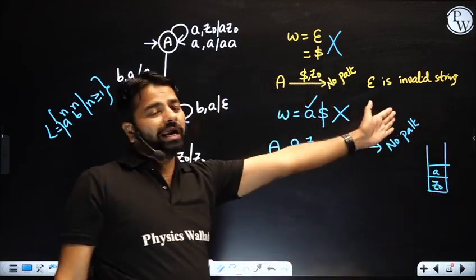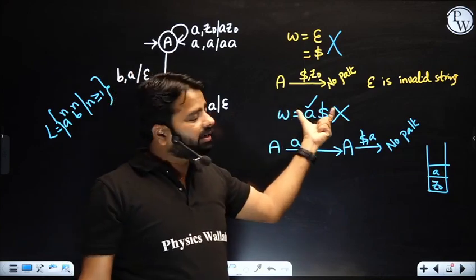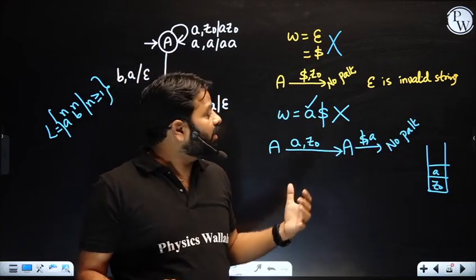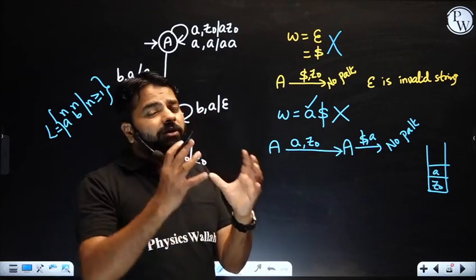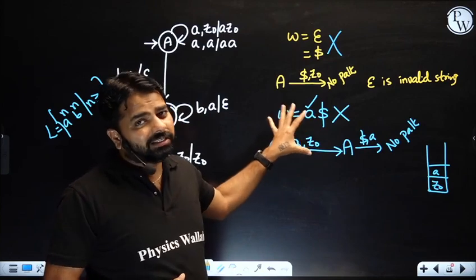From there onwards, there is no transition for this string, no path from the initial state. From A, if I'm trying to read this, I don't find any path. Because after some time I found that there is no transition for the particular input on top of the stack. So that's why this string is invalid.